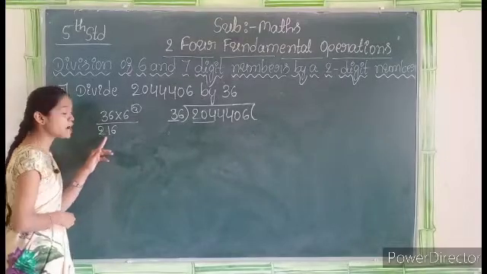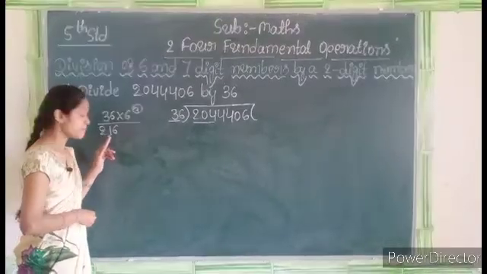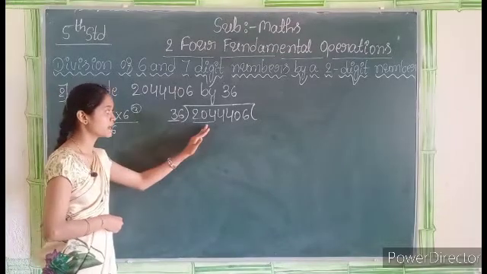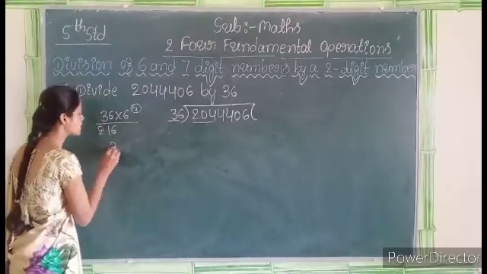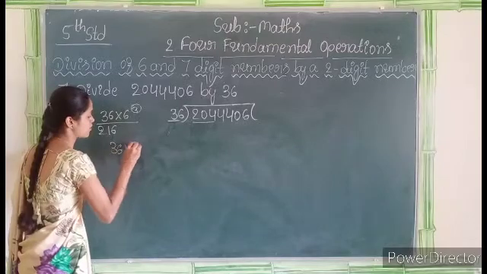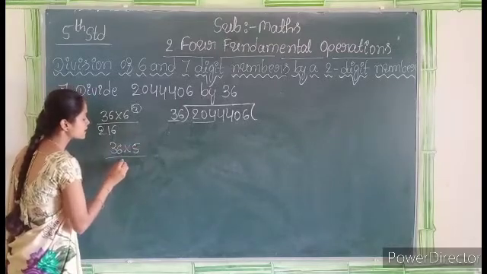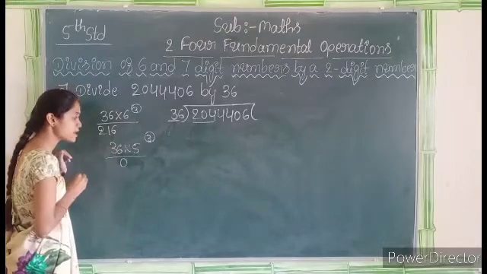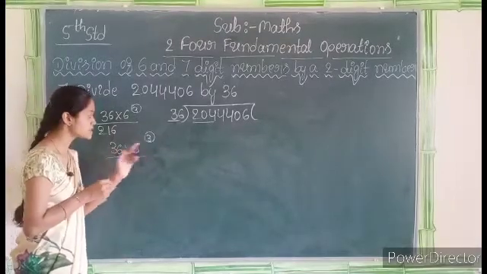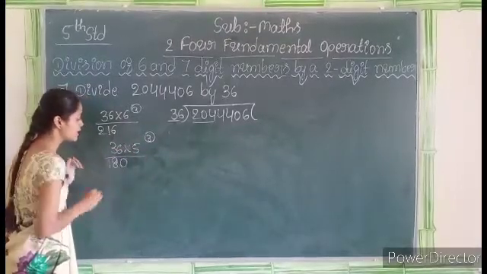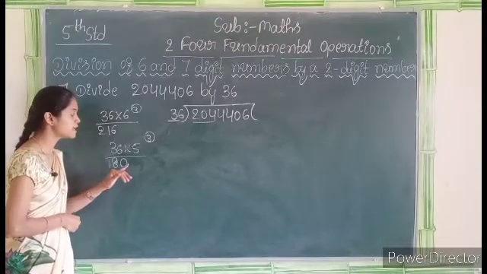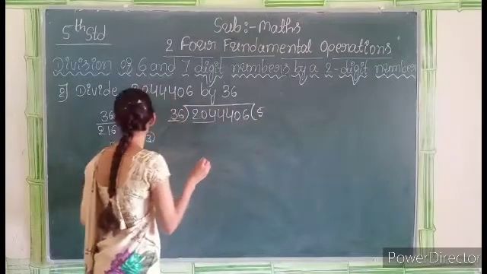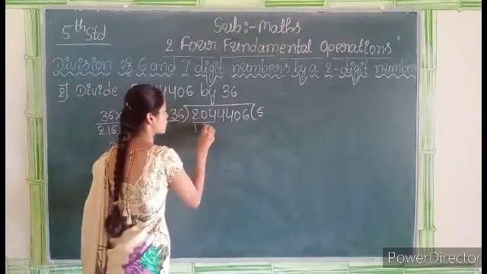We get 216. But this 216 is greater than this 204. Let's check with 36 5s. 5 6s are 30, 0, then 3 carry over, 5 3s are 15, 15 plus 3, 18. We get 180, so 5 is the quotient, then 180.